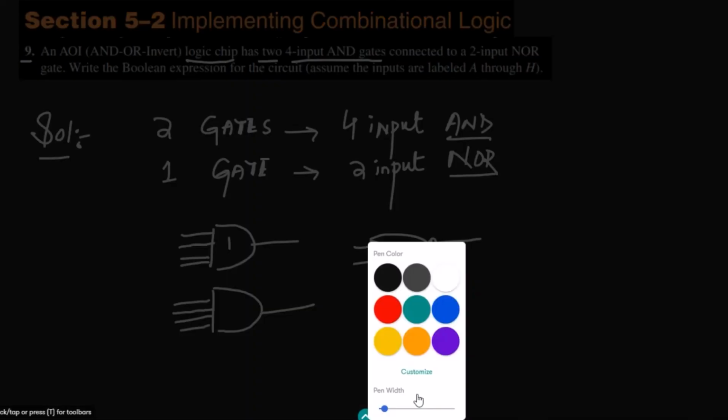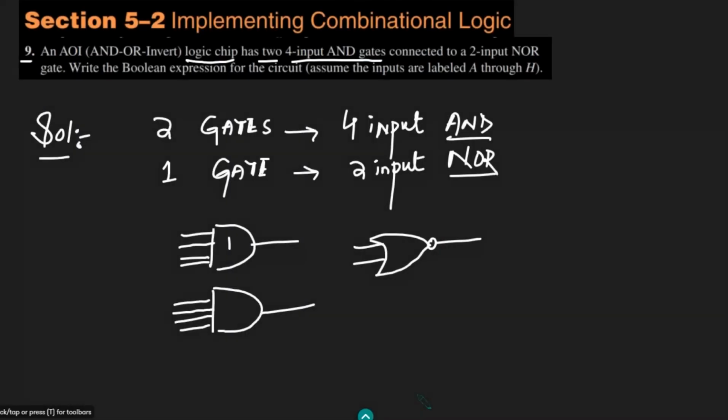First let me write all the combinations. The inputs to it are A, B, C, D. Assume the inputs are labeled A through Z, so I am writing them A, B, C, D, and here E, F, G and H. The output of them will be A, B, C, D all multiplied, and here E, F, G, H.